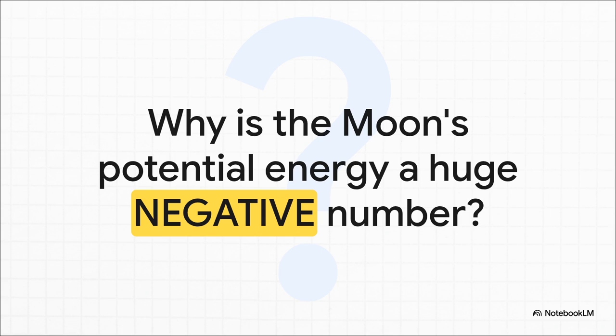But let's start with a puzzle. You lift a book, right? Its potential energy goes up. It's positive. Easy enough. So why, when physicists calculate the potential energy of our own moon, do they get this enormous negative number? How is that even possible? That paradox is exactly what we are going to unravel today.